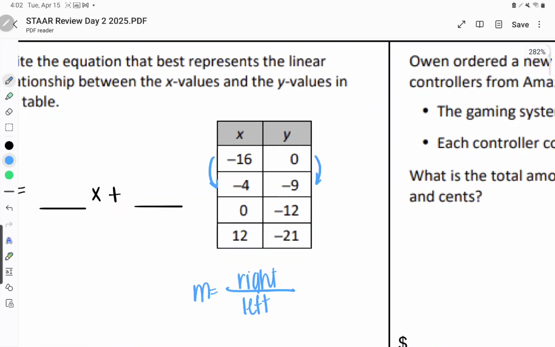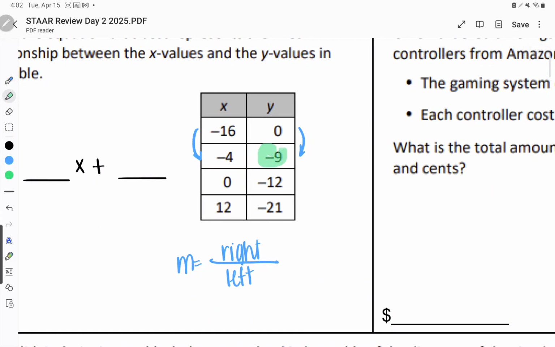So what would I subtract on the right side over here? I do my bottom number minus my top number. So I would do -9 minus 0, which gives me -9. So that's going to be my right side. And then my left side, what would I subtract? I would do -4 minus -16.